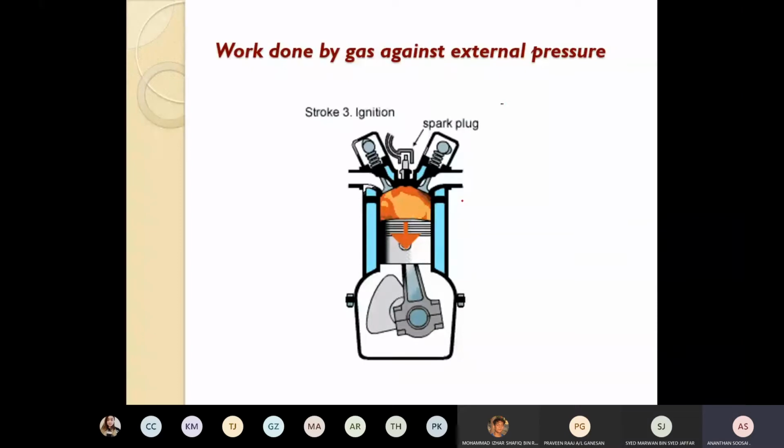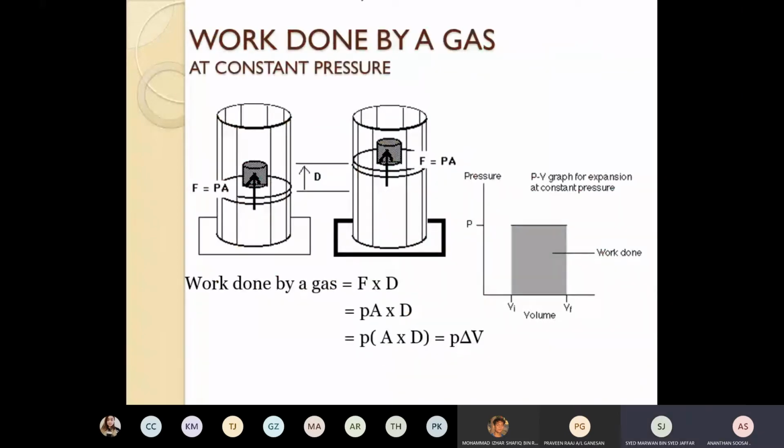Now when a gas expands, what is the work done formula for the gas? This is the work done by a gas formula. When the gas volume is increased, because of the explosion, the gas expands and moves up. So it does work. The work done by the gas is the force exerted by the gas times the distance travelled, F times D.